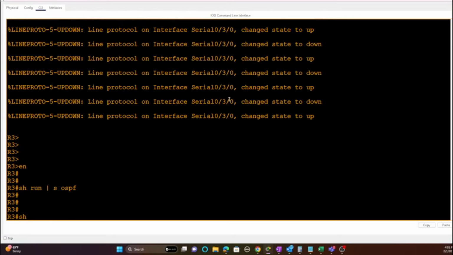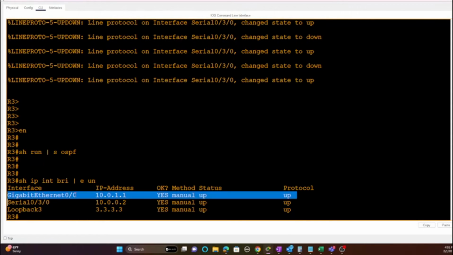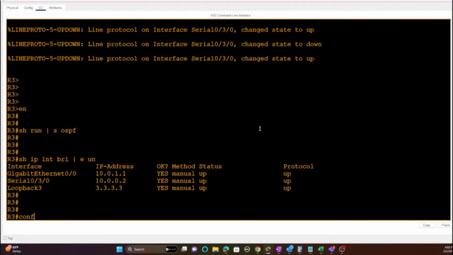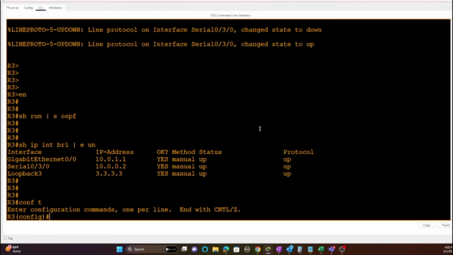Still no OSPF. And then if we do show ip int brief, look again, we got this network on the gig 0/0, which is the same network right here, that 10.0.1 off his gig 0/0. This is the one that he's already advertising for OSPF, right? And we got this 0.30. So that's what we want to do. We want to go into config mode, go router ospf 1.